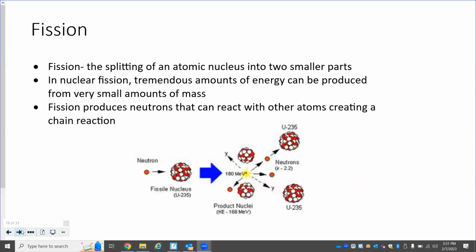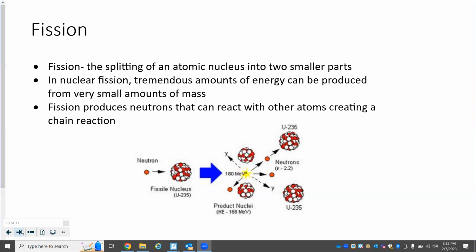With nuclear decay, there's two main types of nuclear decay. Everything is either classified as fission or fusion. So fission is the splitting of an atomic nucleus into two smaller parts. So fission is splitting apart. In nuclear fission, tremendous amounts of energy can be produced from a very small amount of mass, because this does create kind of a chain reaction.